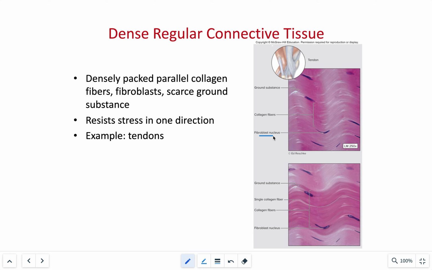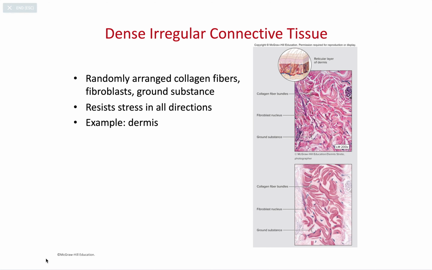We see these in tendons and mostly ligaments, attaching muscle to bone or bone to bone. They are very good at resisting stress in one direction. The next dense connective tissue that we'll look at is called dense irregular connective tissue. This is what gives skin its strength.